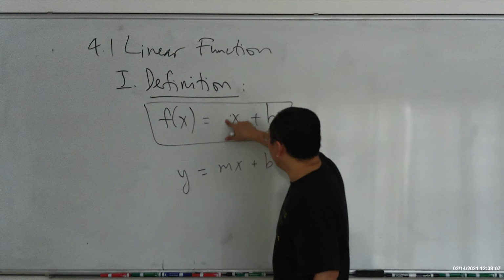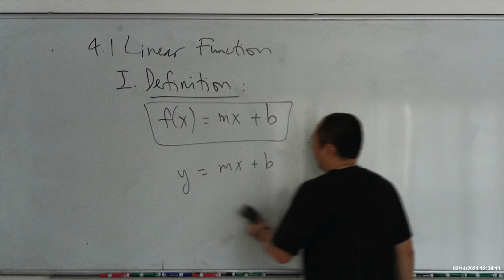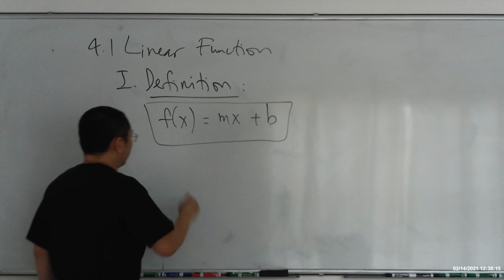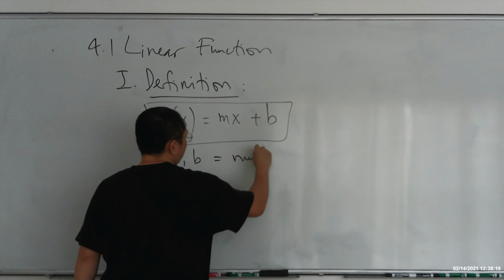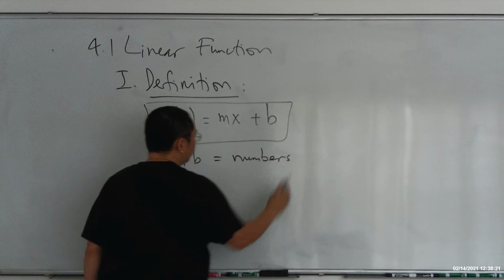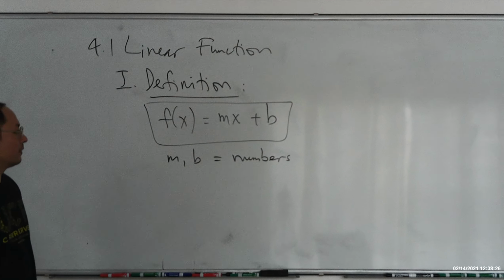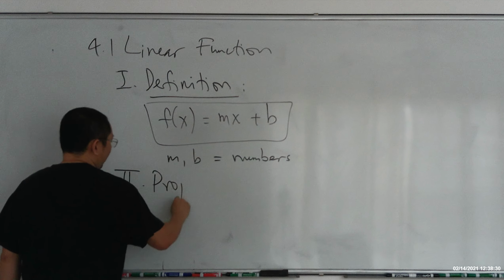Let me just change the letter a here with the letter m. It's just a letter, it's a number. So match up with what you learned before: mx plus b, and m and b are real numbers. Okay, and these are numbers, numerical values. That's called the linear function. Now let's talk about some properties of linear function. Properties.